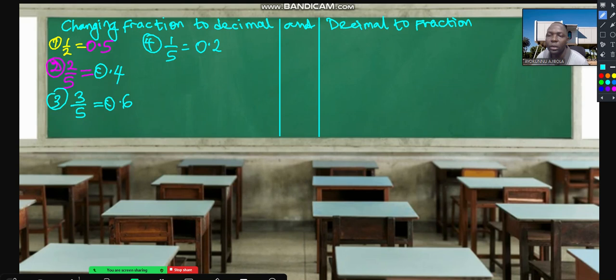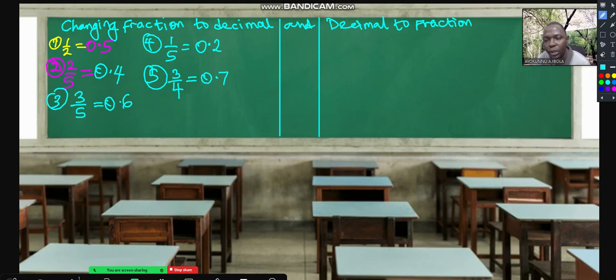Or number 5, let's say you have 3 over 4. How many 4 goes in 3? That's 0. Put a point. If you put a 0 here, that's 30. How many 4 goes in 30? That's 7, which is 28. Remember 2. Then put a 0. How many 4 goes in 20? That's 5. That's 0.75. And number 6, let's say you have 3 over 8.